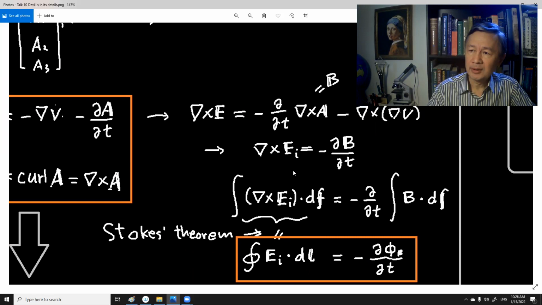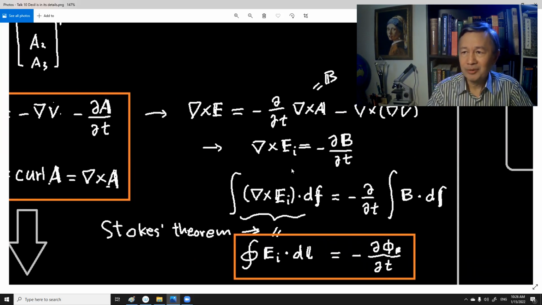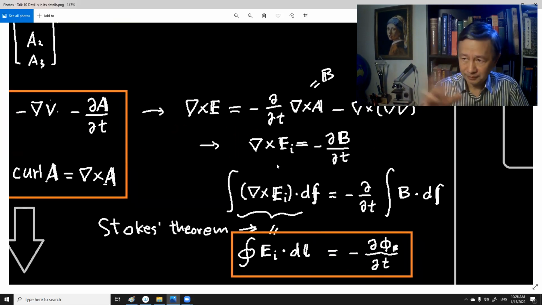Why? Well, if we just do the integration on both sides over the surface. Sorry, this is F. I use F to represent the area because A here represents the magnetic vector.